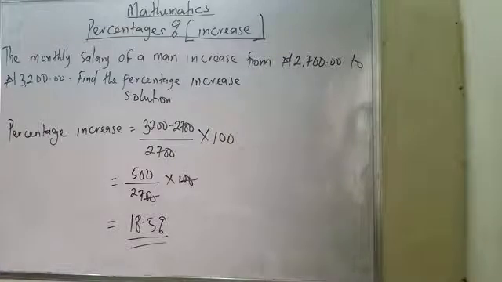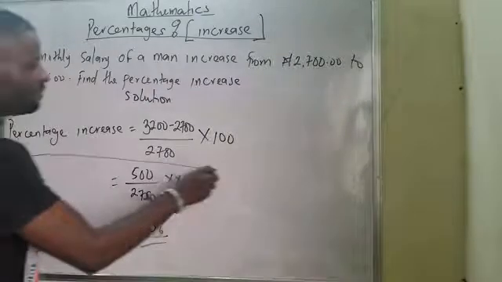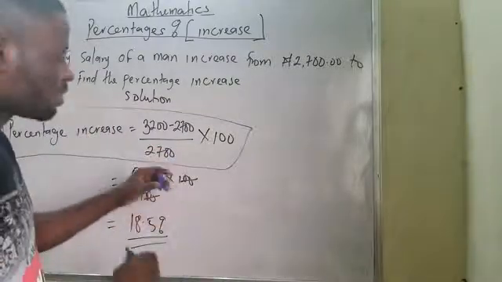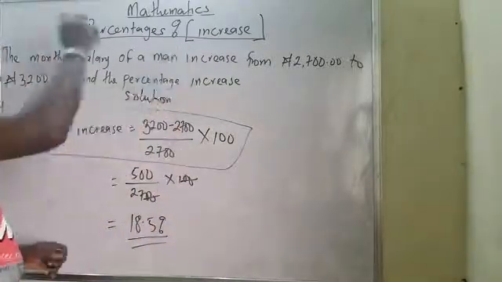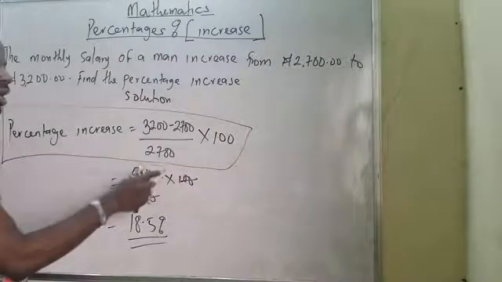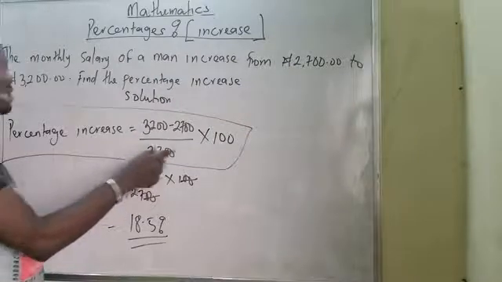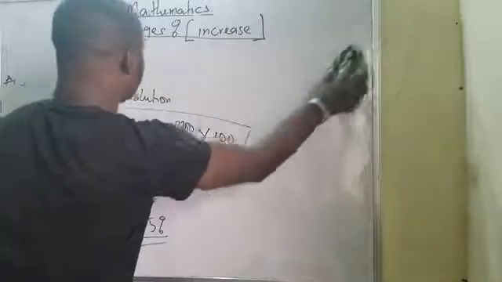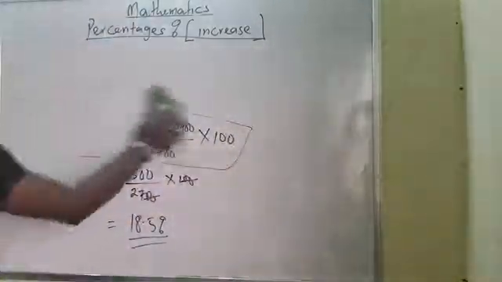Now, don't forget this thing. Very, very important. That is the law. That is the logic behind this word problem: the final minus initial, all divided by the initial, multiplied by 100. Take note of that very well. Now, let me try to give more examples on increase.